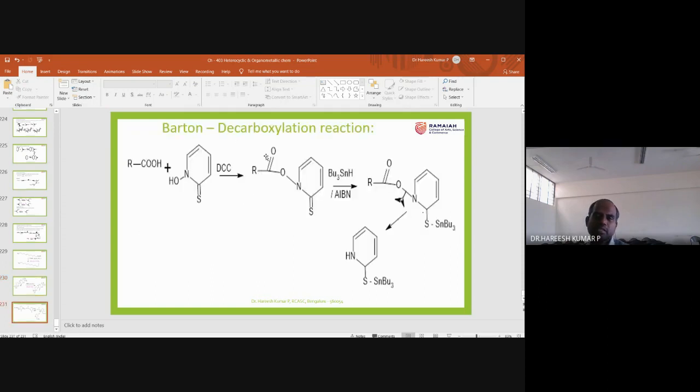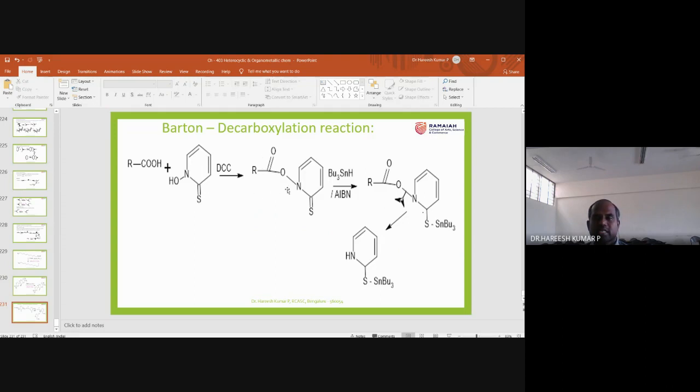So look here. This is called the Barton decarboxylation. Sometimes there will be questions on Barton decarboxylation. This is a carboxylic acid, and this is a heterocyclic compound that contains an N-hydroxy, and the adjacent carbon has a thioketone. You know that this is an acid and this is an alcohol, so there will be removal of H and OH, that is, removal of water. How is the water removed? By treating with DCC, which is a dehydrating agent. That is how an ester is obtained.